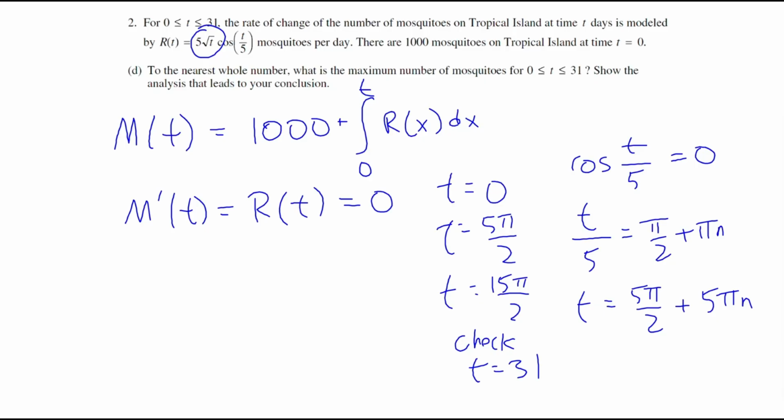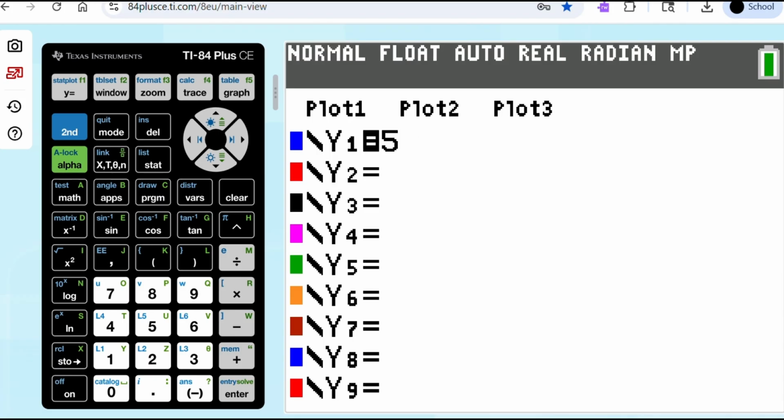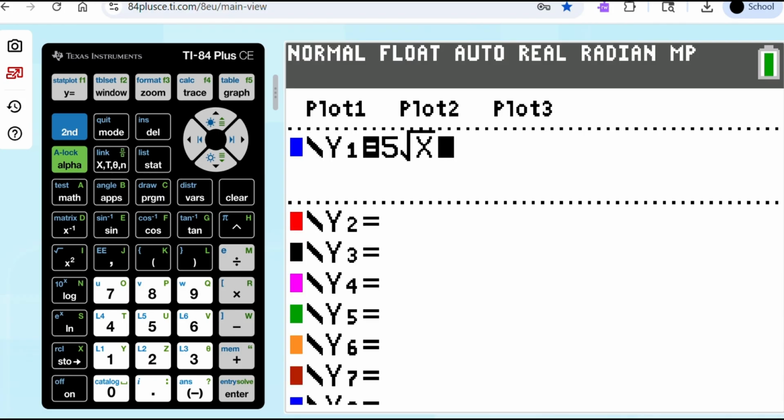And so we can just find the largest value by either evaluating our function at all 4 of these values, which is pretty straightforward with our calculator, or we can make a sign chart to determine which one is actually a minimum or a maximum, right? So we're going to kind of just do both here. I'm going to graph my function 5 square root x cosine of x over 5, right? That's our derivative. We're going to graph it on the window.